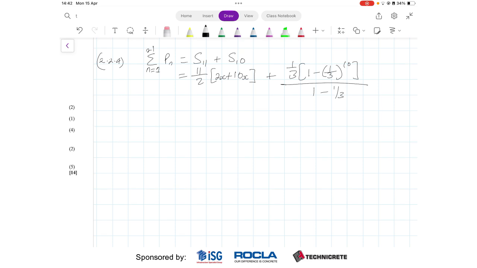This will simplify then to 66x plus 0.5, which we equate to 33.5, right? Now this tells you that 66x is equal to 33.5 minus 0.5, which is equal to 33, such that x is equal to 1 over 2. And there we are. We have our answer.